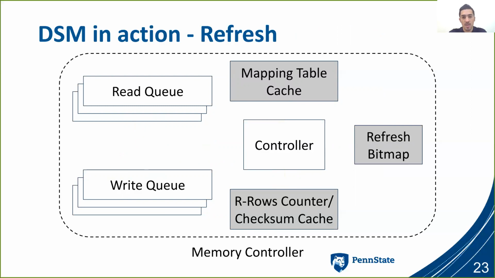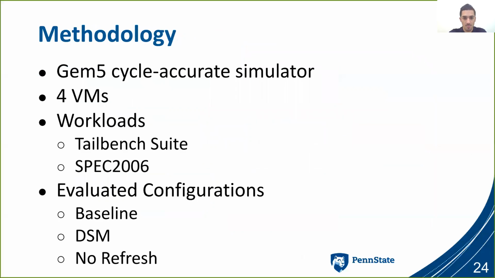Now for refreshing banks in memory, as the refresh schedule of each bank is predictable, DSM can populate the refresh bitmap over time before the refresh interval of each bank by reading the mapping from either the mapping table cache or the mapping table in case of a miss. And then during refresh, DSM performs the refresh operations based on this calculated refresh bitmap. And please look at our paper for more details on this.